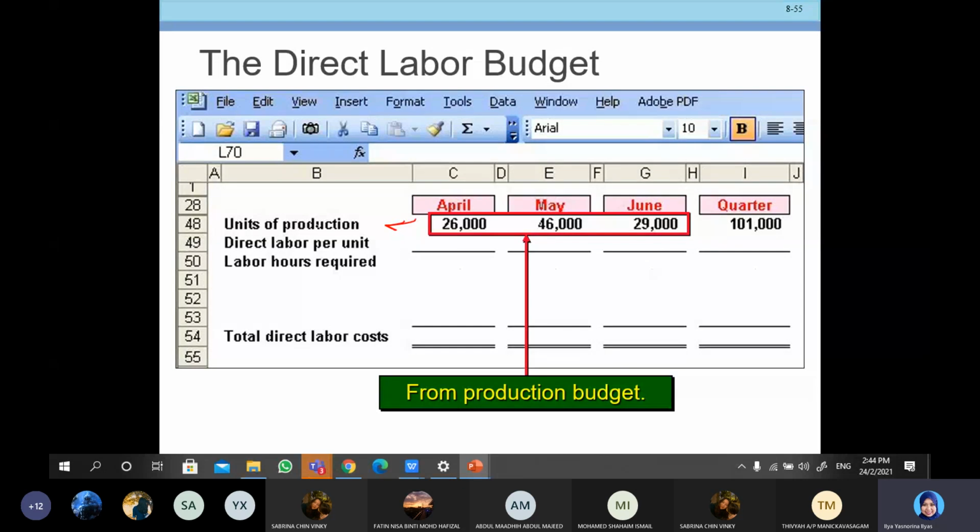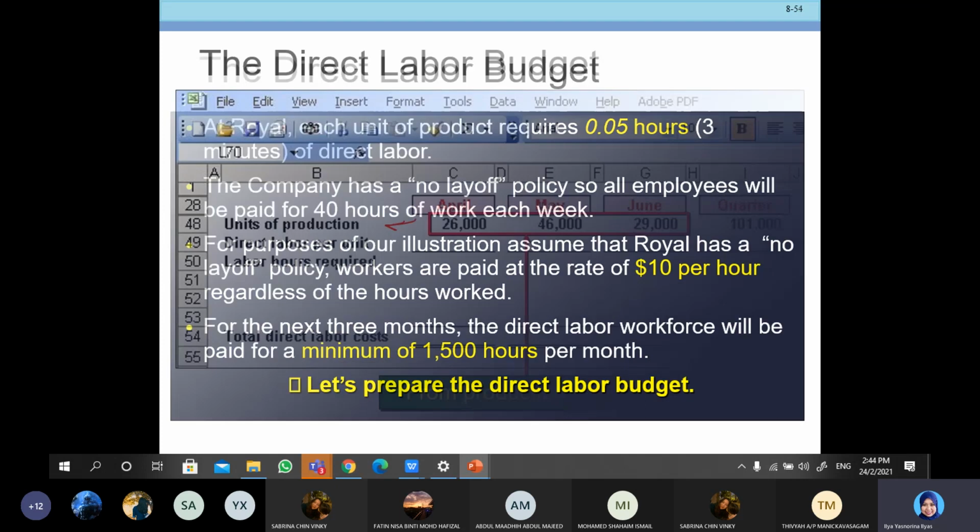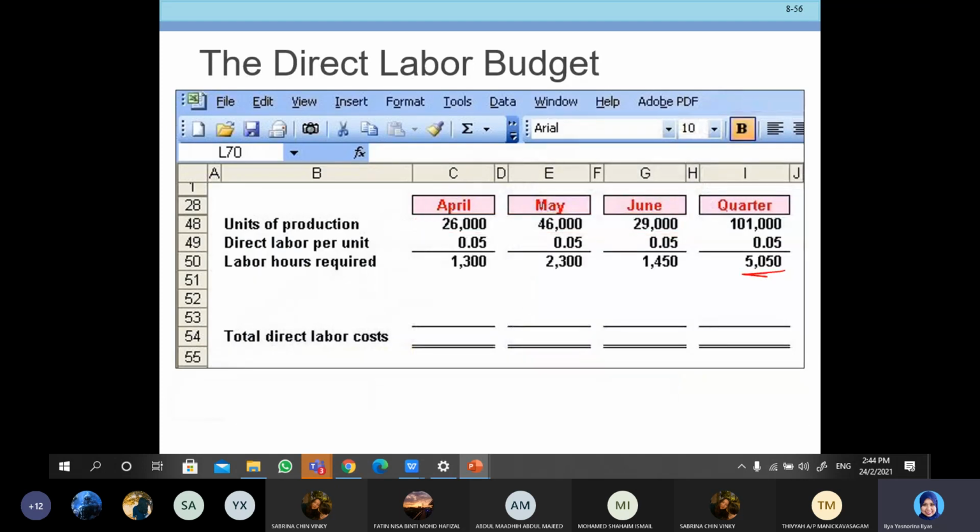All right. So unit of production is 26,000, 46,000, 29,000. We got it from the production budget. Direct labor per unit is 0.05. So we have to calculate the total hours they need in order to produce our production units. So 0.05. So labor hour required for April is 1,500, May is 2,300, and 1,450 for June.